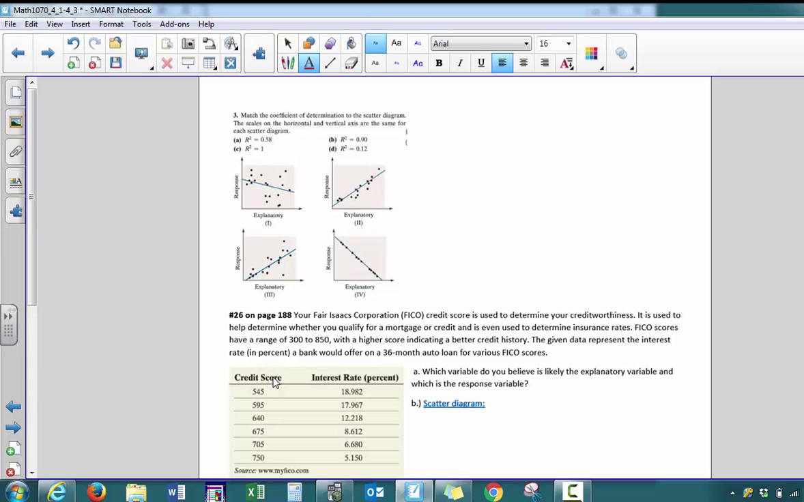Because x equals 0, a credit score of 0, is not possible. The smallest value is 300. If you answered either question, there is no interpretation for the y-intercept.